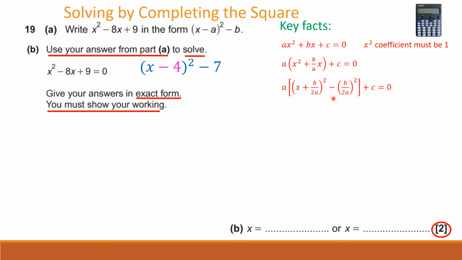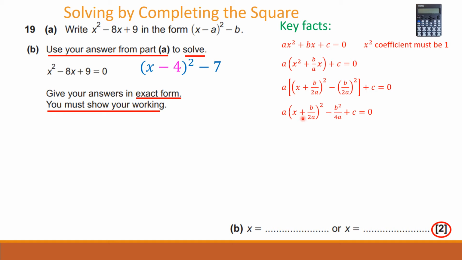Now if I expand b over 2a all squared, I get b squared over 4a squared, because I can just square the numerator and the denominator separately. Now by squaring these, I can then multiply them by a, because there's an a outside the front of this square bracket. Now a times 1 over a squared cancels down to leave me with 1 over a, which means when I expand it, I get a lots of x plus b over 2a all squared, minus b squared over 4a, because the a and the a squared in the denominator cancel to leave me with 4a, plus c.